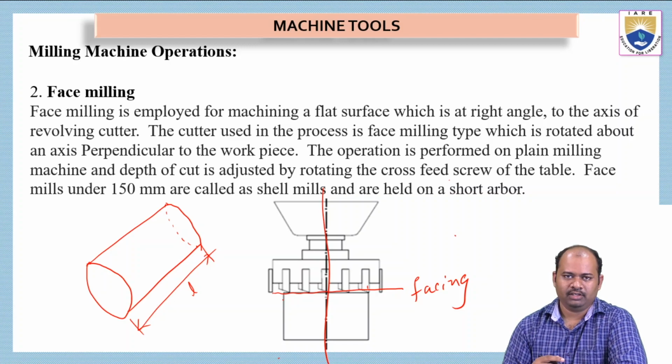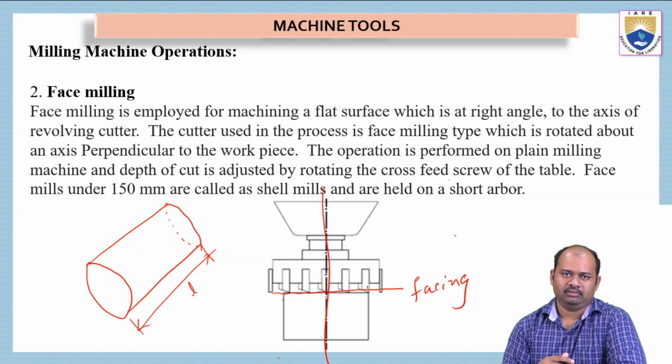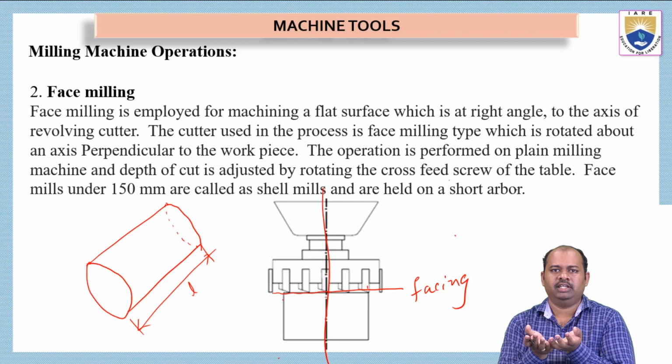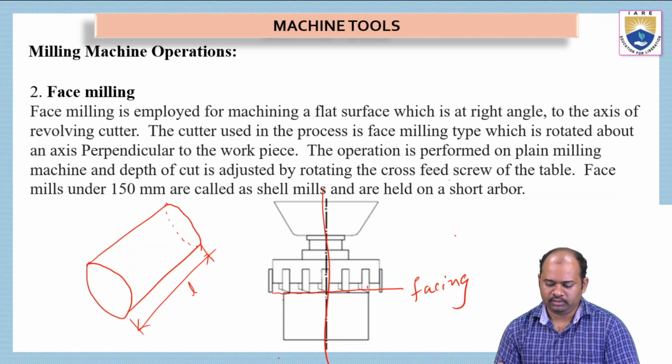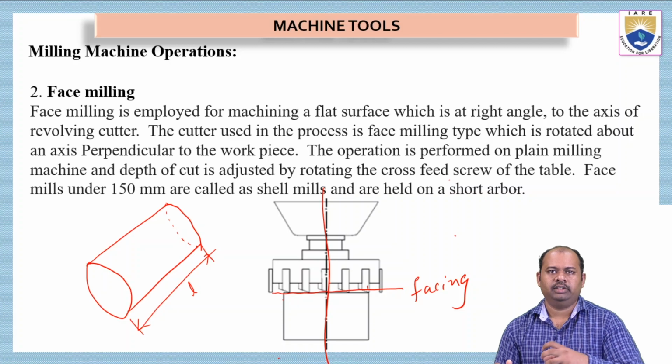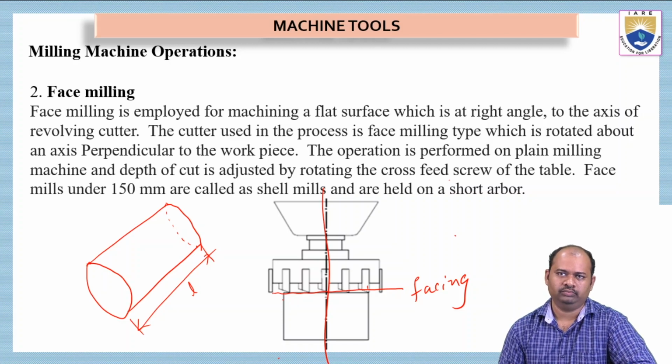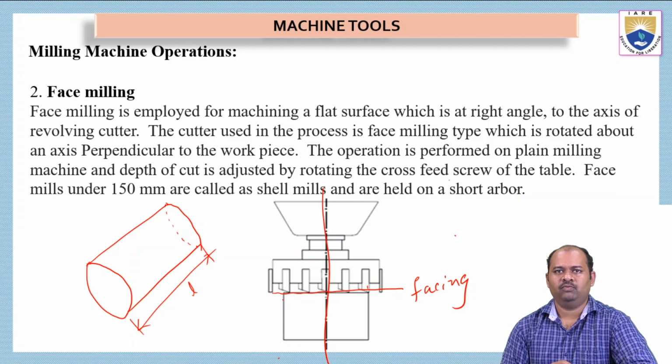Okay, we have a cross feed screw by which we can adjust the depth of cut. Okay, we can lift the table or we can lower the table by moving the screw. The screw is called the adjustable screw, which is below the table. Okay, cross feed screw. And then face mills under 150 mm are called shell mills and are held on the shorter arbor.